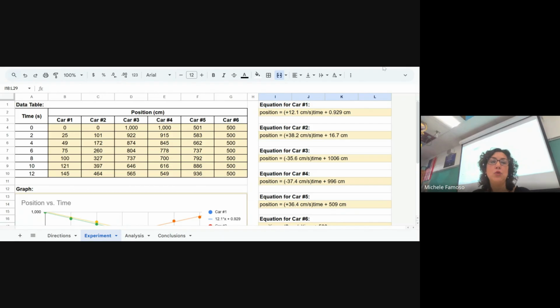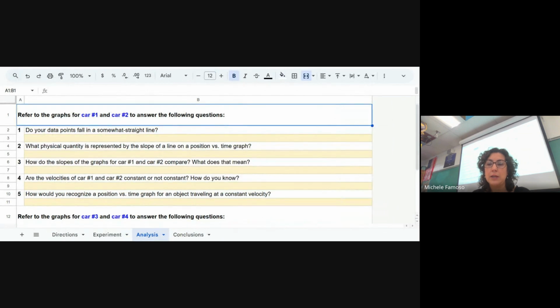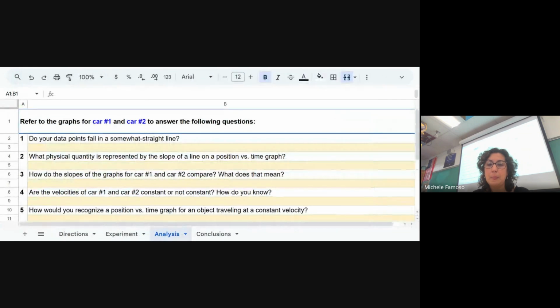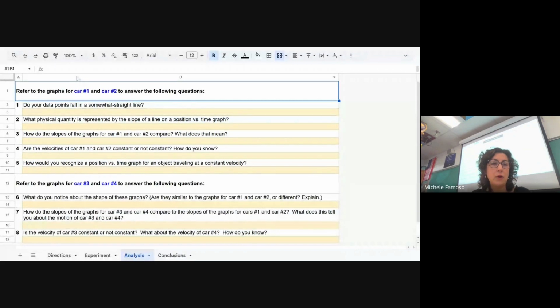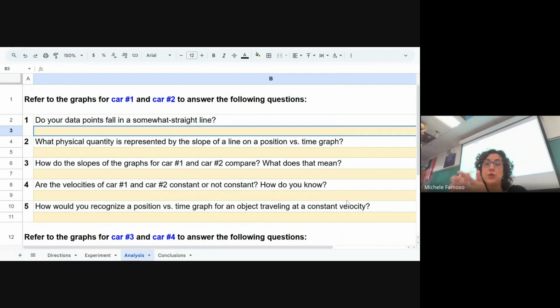All right, let's then move on to the analysis tab. And I'm going to make my screen bigger again so we can see. We now want to answer questions here about the graphs. And it's telling us which set of questions get answered with which graph. So let's start with question 1. Questions 1 through 5 are based on the graphs that we have for car 1 and 2.